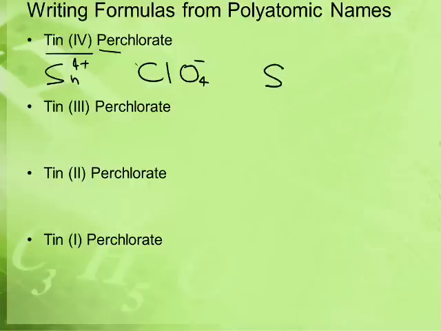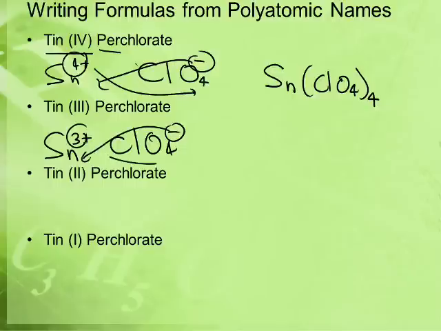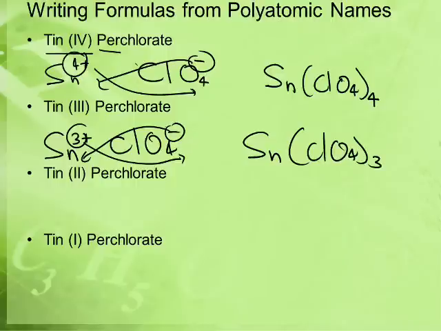So we're going to have tin. We're just going to switch these numbers again. So there's just one tin. We have to put the parentheses around the perchlorate. And that has 4 of them. How about tin 3? Tin 3 plus, the perchlorate is ClO4 minus. You can just switch the two numbers. This goes there. This will go here after the parentheses. So we have tin perchlorate 3. Tin 2 is Sn2 plus. The perchlorate is a ClO4.